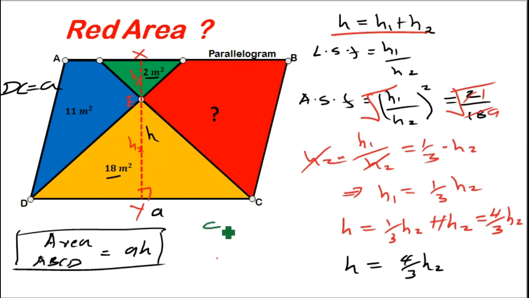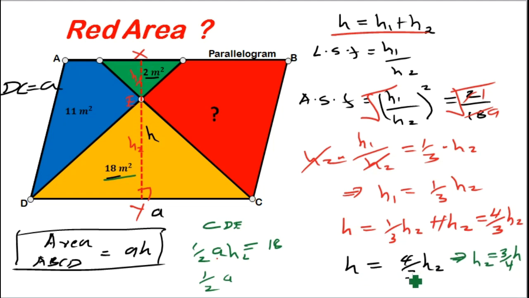CDE. So if you take this triangle CDE, what is the area of this triangle CDE? It is a half base, which is A, times its height, which is H2. And the half base times height H2 is giving you an area of 18. So it means a half A times H2 equals 18. And what is H2? Remember, H is 4 over 3 H2. So this implies that H2 is 3 over 4 H, if you make H2 the subject of the formula. So we have a half A H2, where there is H2, you put the value of H2, which is 3 over 4 H, equal to 18.